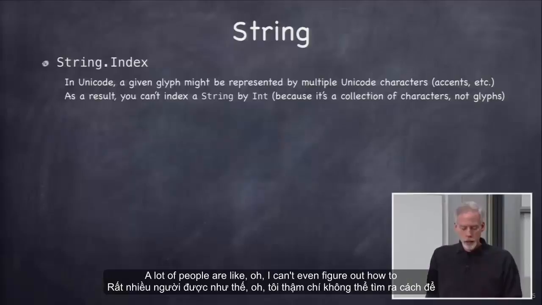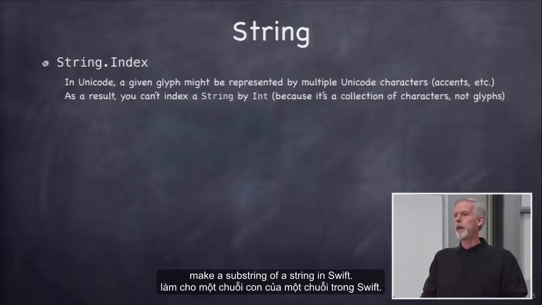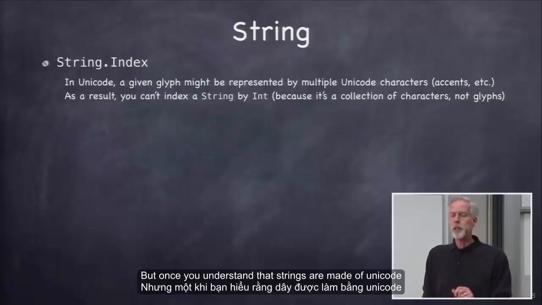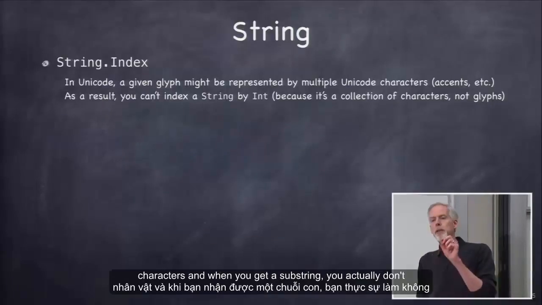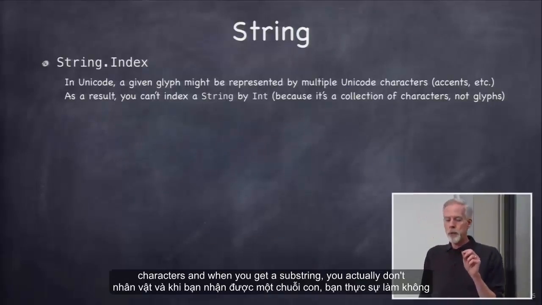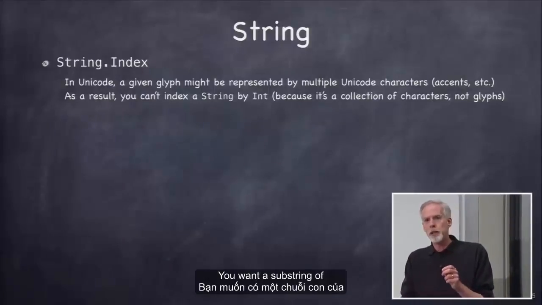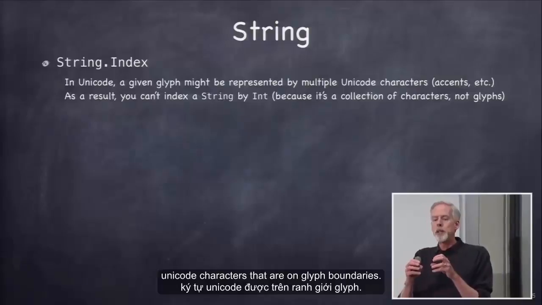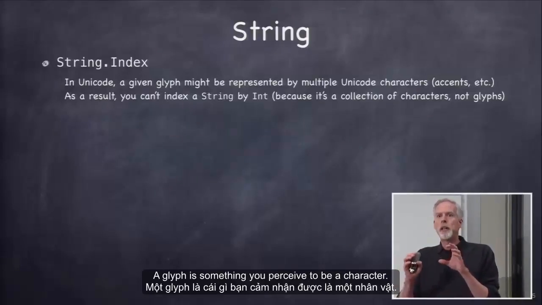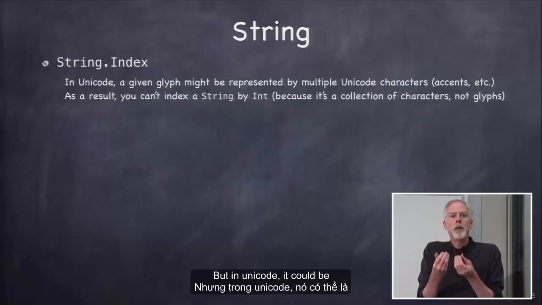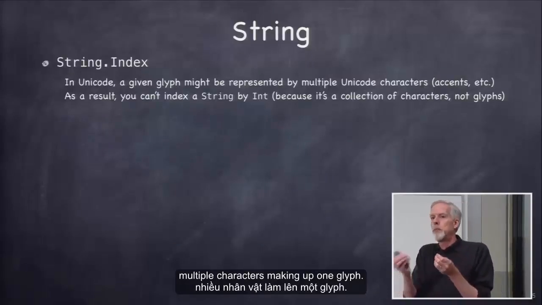A lot of people are like, oh, I can't even figure out how to make a substring of a string in Swift. It's so complicated. But once you understand that strings are made of Unicode characters, and when you get a substring, you don't want a substring of Unicode characters. You want a substring of Unicode characters that are on glyph boundaries. A glyph is something you perceive to be a character. But in Unicode, it could be multiple characters making up one glyph.